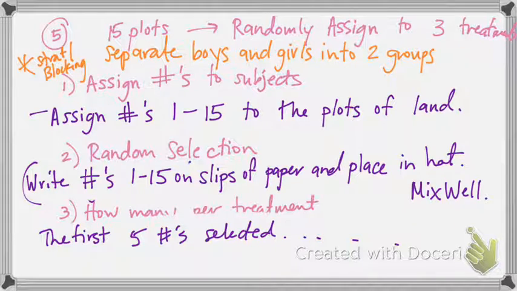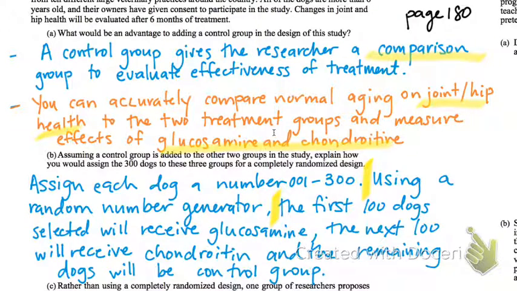So for part A, control group, you need to say comparison and you need context. For part B, you need to write it so that I could read it from start to finish and be able to implement it. If I read every one of your papers, I would be able to get a random assignment to treatment groups. So you need to assign the numbers, that's part 1. Part 2 is use a random number generator or a hat and mix well. Then you need to say how you're going to put them in treatment groups. So there's 3 groups: 100 go to A, 100 go to B, 100 go to a control group. So you needed to say that.